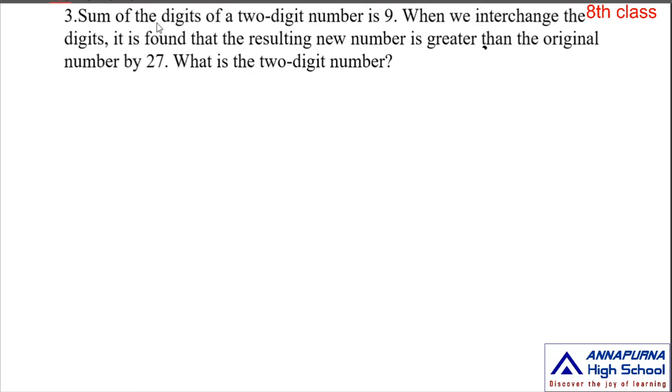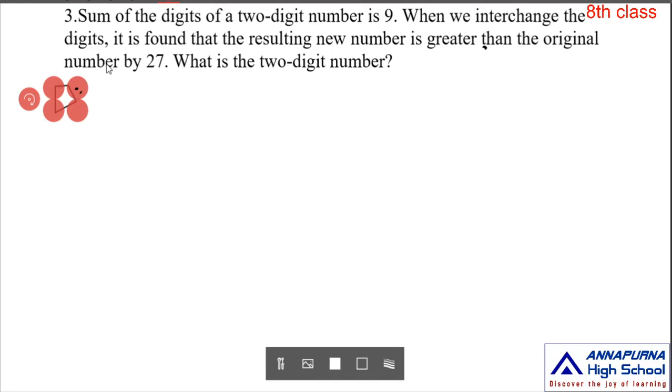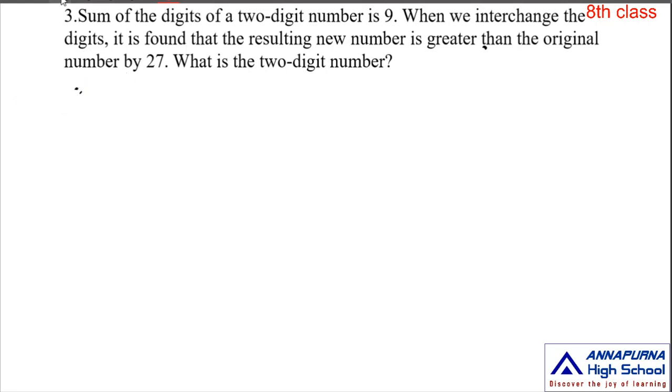Okay, the sum of the digits of a 2-digit number is 9. When we interchange the digits, the resulting new number is greater than the original number by 27. What is the 2-digit number? That means here, at the end of this question, we find a 2-digit number.